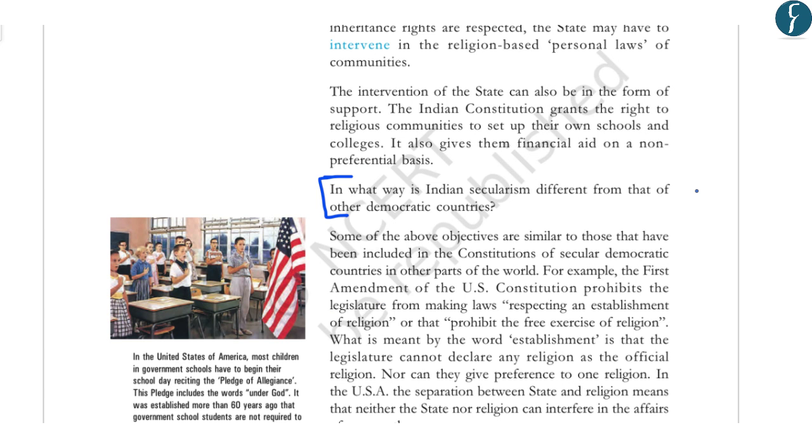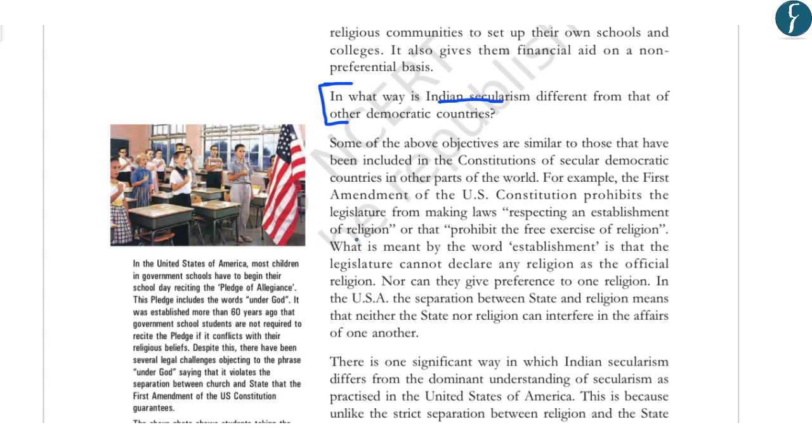Now, this chapter of NCERT further provides the way in which Indian secularism is different from the secularism practiced in other democratic countries. And in this line, it has highlighted the example of the Constitution of the United States and the way in which secularism is practiced there. It explains that secularism in the US means that the state cannot declare any religion as the official religion of that country. Secondly, the state cannot give preference to any one religion.